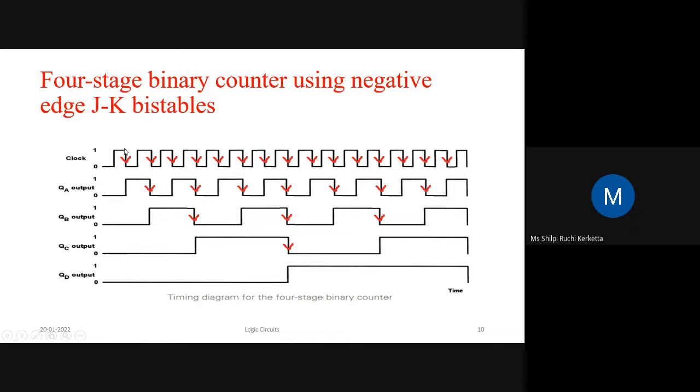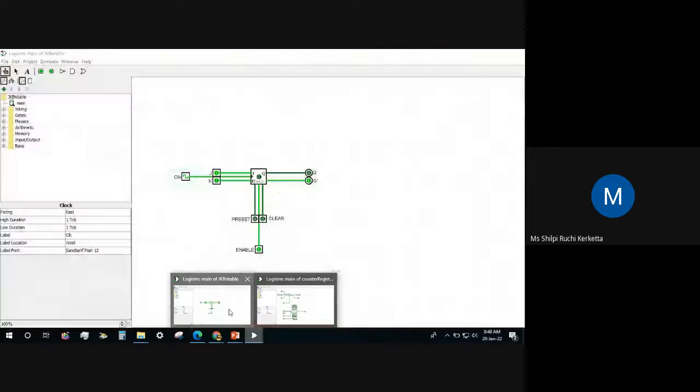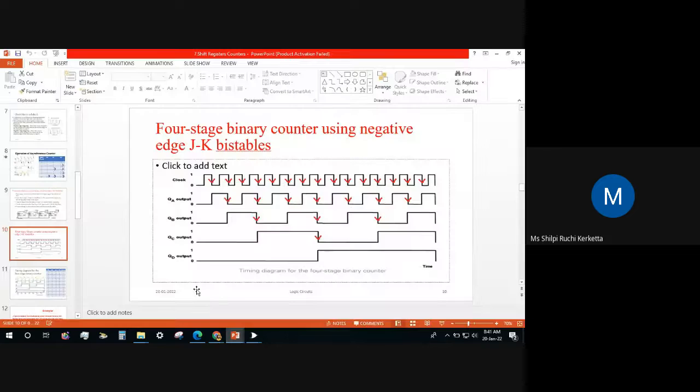So see, it is negative edge triggering now. If I show you in this counter, first I will show you the JK flip flop. With each clock it is changing. We have to give a full clock, then only it will change. Like the clock has two sides, 0 and 1. Whenever we give a 1, only then it will change. With 0 it is not changing. So this is negative edge triggering.